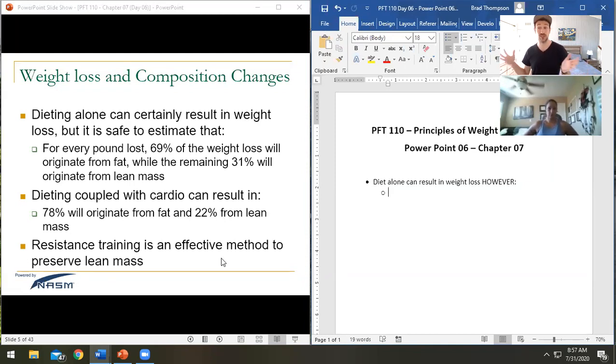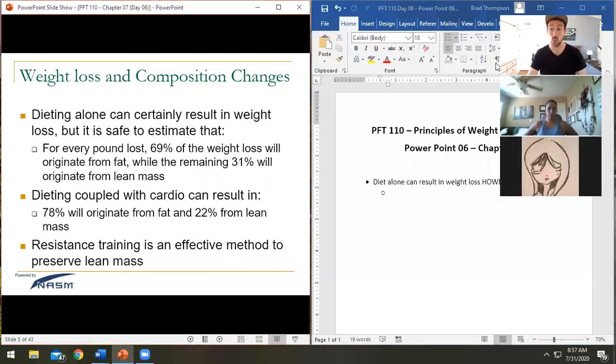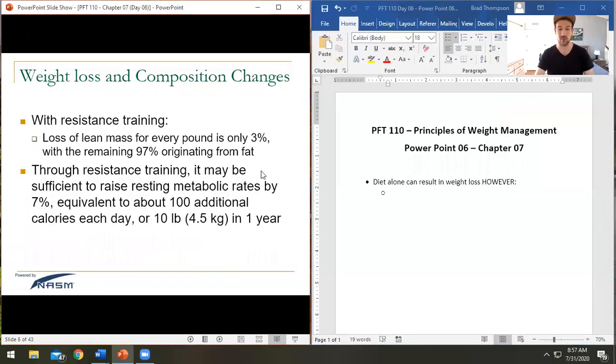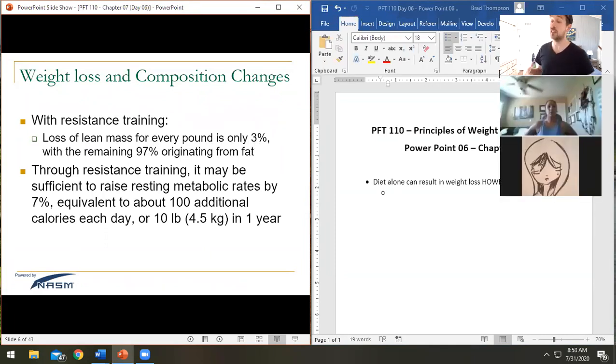But then we have resistance training on top of that. When you couple resistance training with your calorie restriction, a lot of times we can see, for every pound lost, 97% of it originating from fat, with only 3% originating from muscle. The reason is that you're going to damage your muscle, which your body takes time to repair, which triggers a physiologic effort to keep that muscle around. Clearly you're using it, so we need to keep it, right?